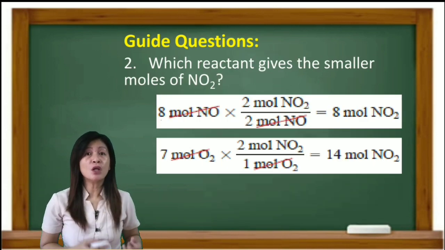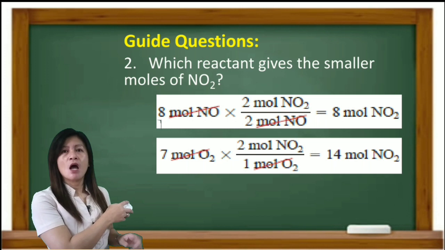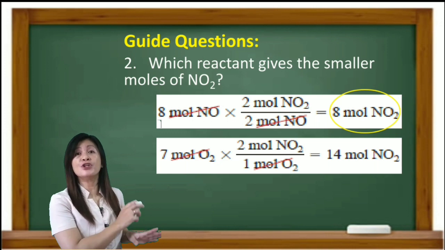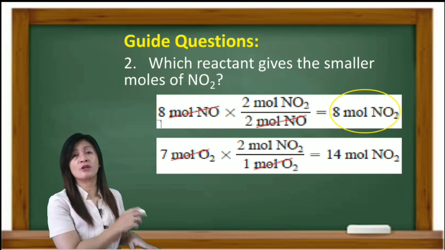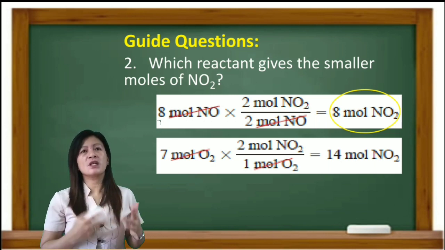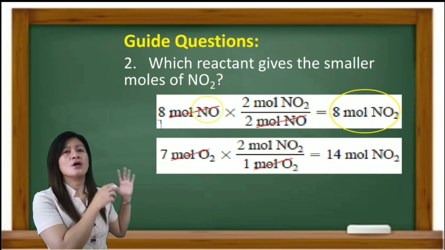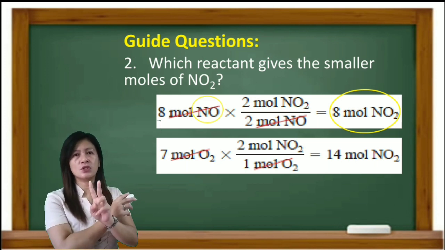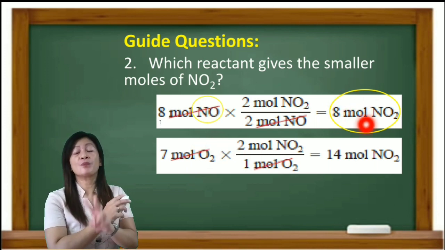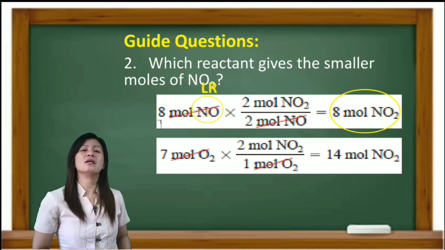Which reagent gives the smaller moles of the product, nitrogen dioxide? It is the 8 moles of nitrogen monoxide that gave us the smaller number of moles of the product, 8 moles of nitrogen dioxide. That substance that gives the smallest amount of the desired product is the one that determines the limiting reagent. So in this case, between the two reactants, nitrogen monoxide and oxygen, the one that gave us the smaller number of moles of the product is nitrogen monoxide.